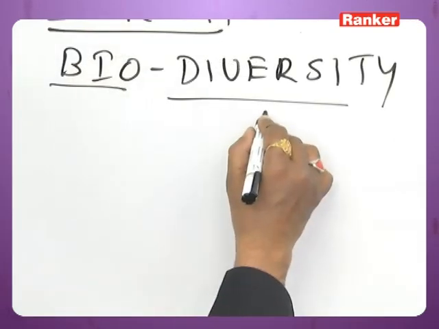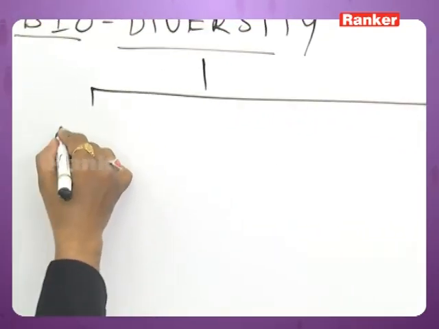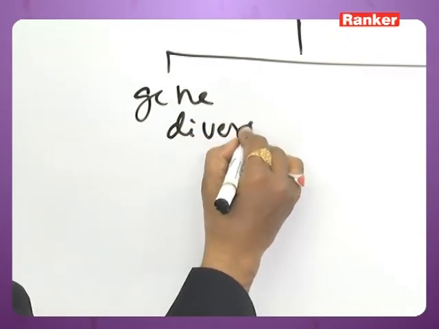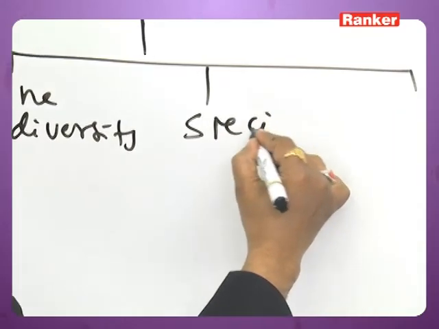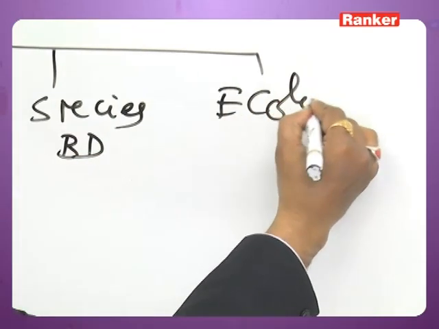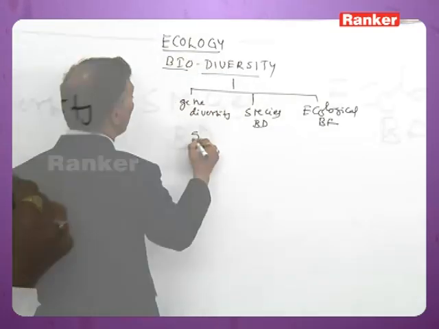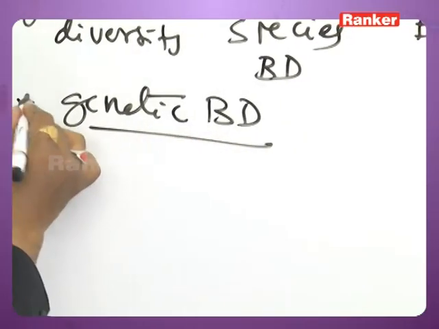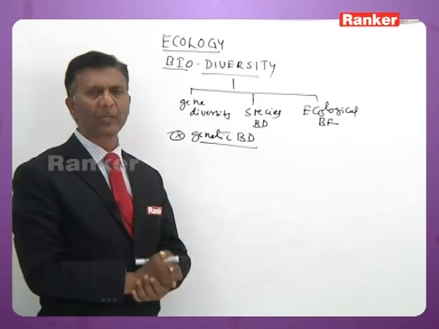Now the biodiversity is broadly divided into three types: genetic diversity, that is gene biodiversity, species biodiversity, and ecological biodiversity. Now, gene biodiversity or genetic biodiversity, the first one, is the diversity of genes of a particular species.